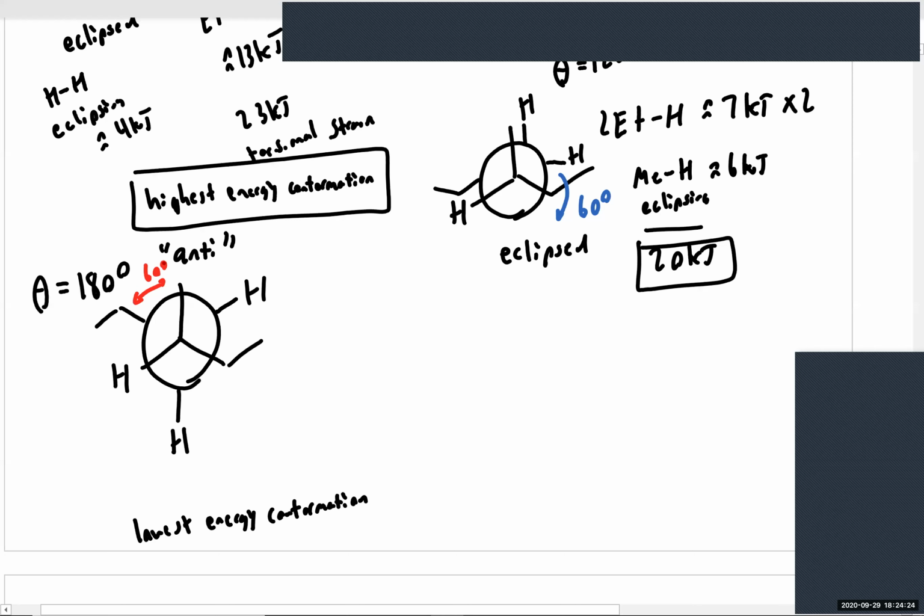I see 60 degrees between my methyl and ethyl. So what type of interaction do we have? We call this a methyl-ethyl. What's that interaction called? When we have two substituents that are bulky, that are separated by 60 degree dihedral angles. What do we call that interaction?